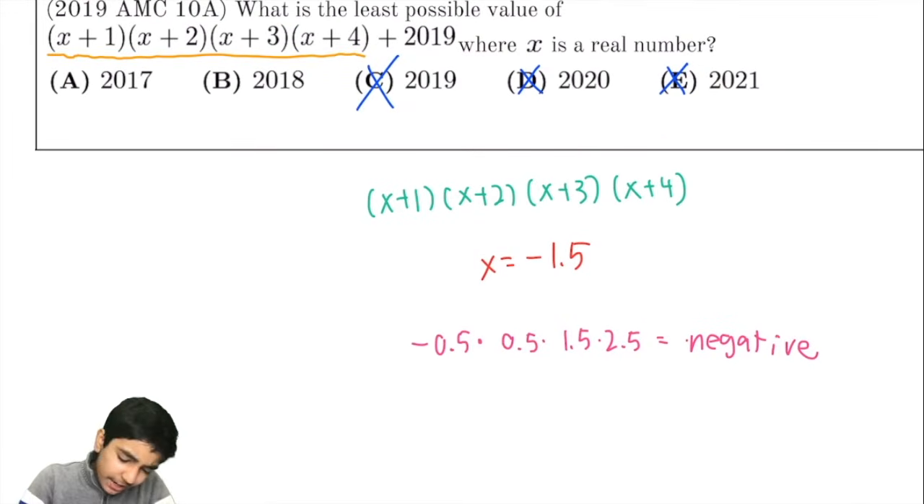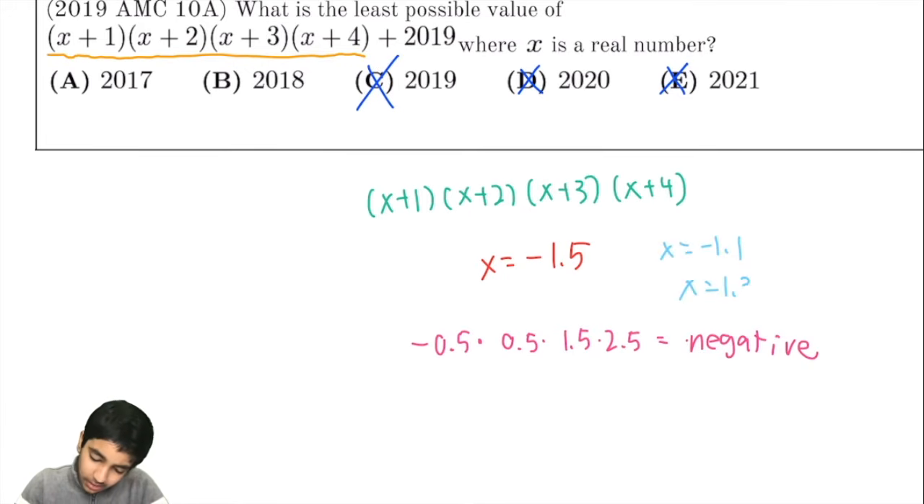So now we can just try a few more values maybe. We can try x equals negative 1.1, x equals negative 1.3, x equals negative 1.7. And you'll see that you're never getting below 2018. You're always a little bit above 2018. So from here we can see that it's pretty likely that the answer is 2018.